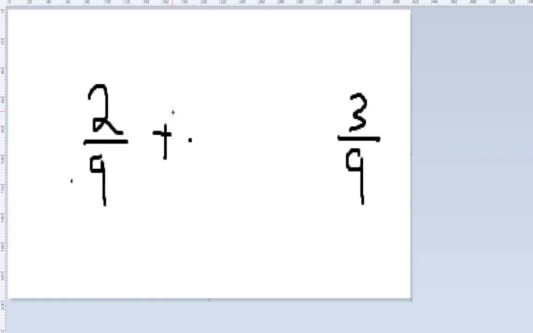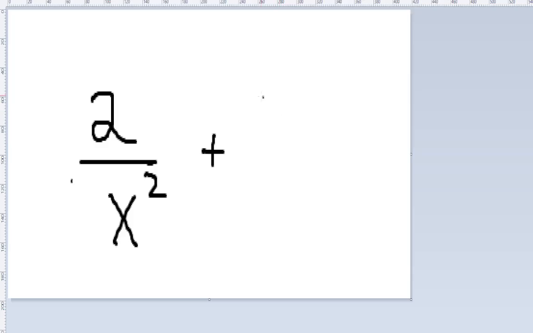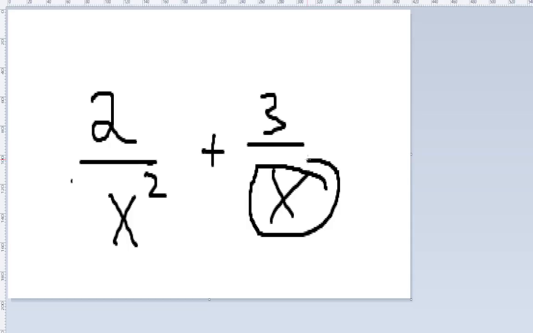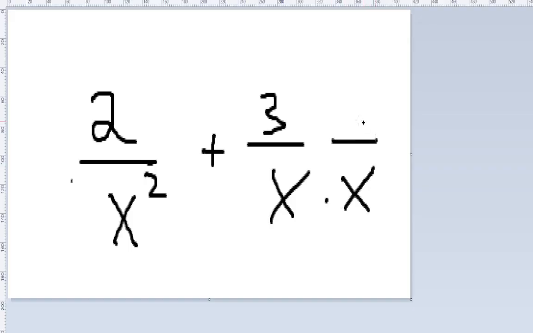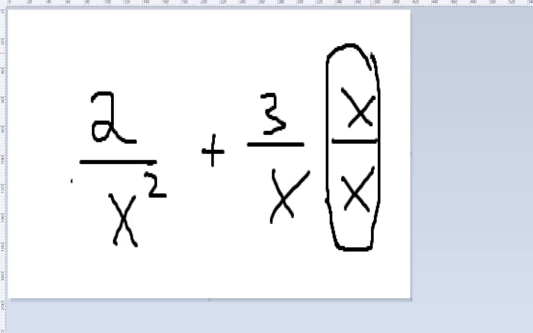Now this applies not just to numbers, but to letters. Let's say I have 2 over x squared plus 3 over x. Well, I can see down here, I can make x squared simply by multiplying it by x. But I can't just multiply the bottom. I have to multiply by a version of 1, x over x.